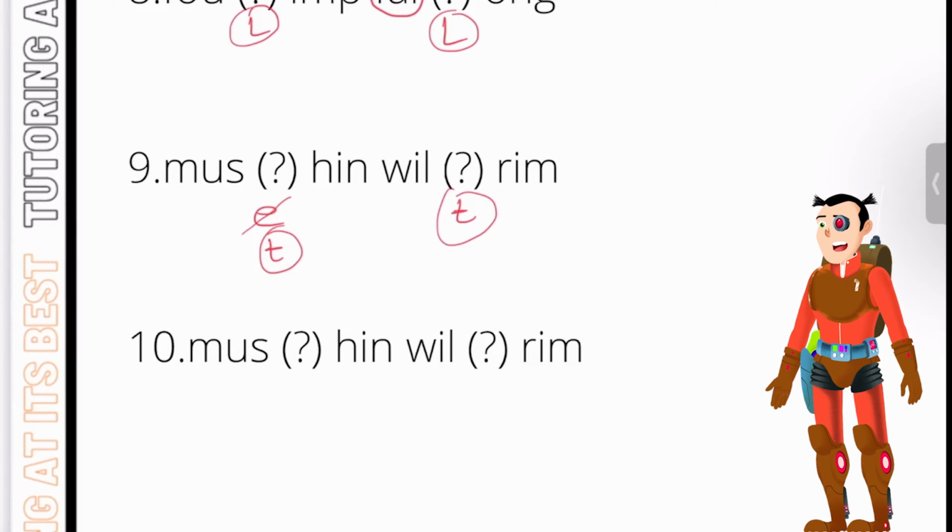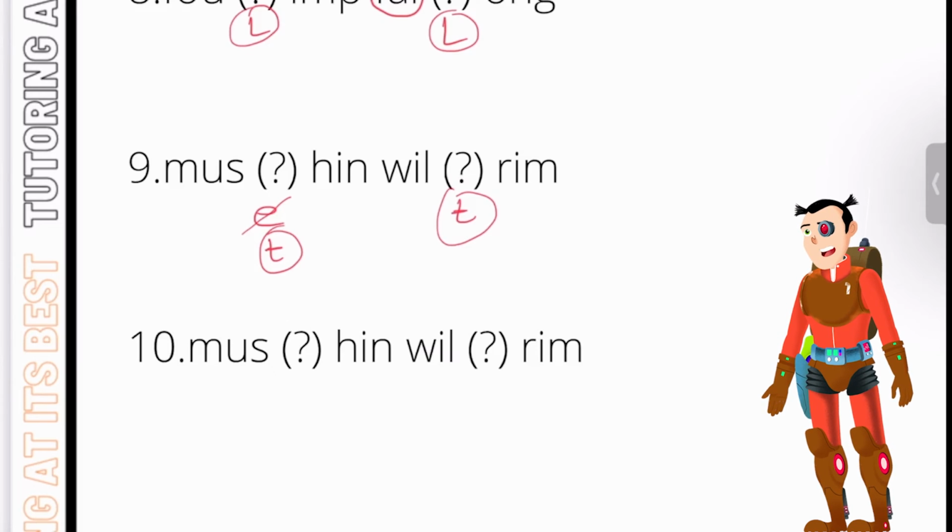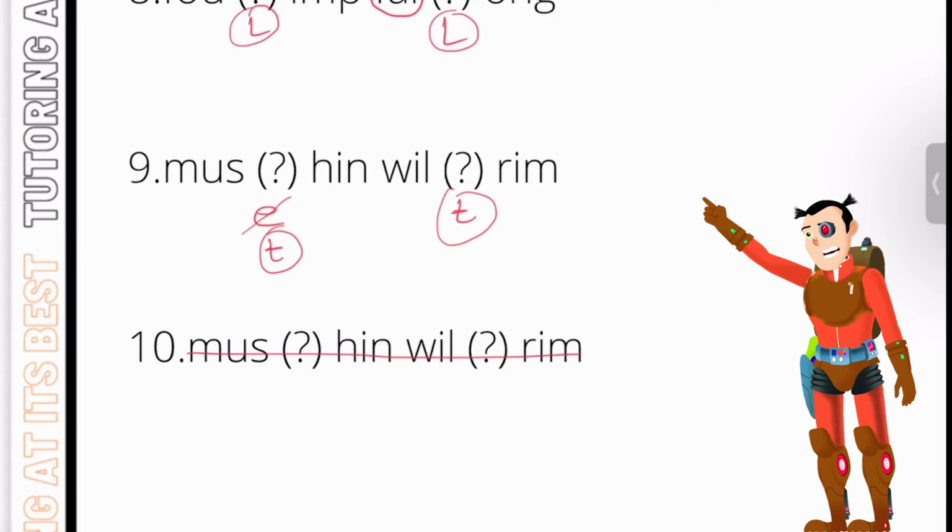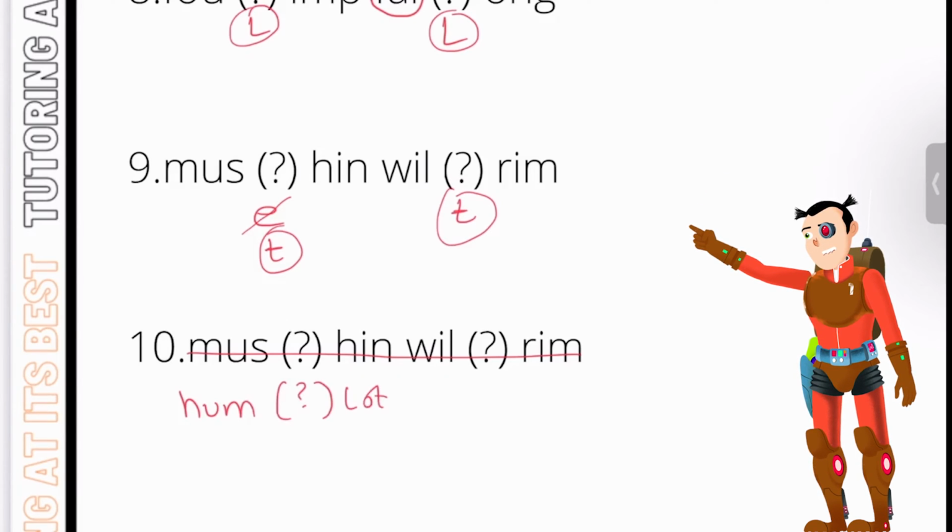For the final one, question 10, I think there's been an error here. So let's cross this out and let's do another one. And I'm going to go for H-U-M-L-O-T-I-N-S-S-I-N. And for the final one, T-O-P.